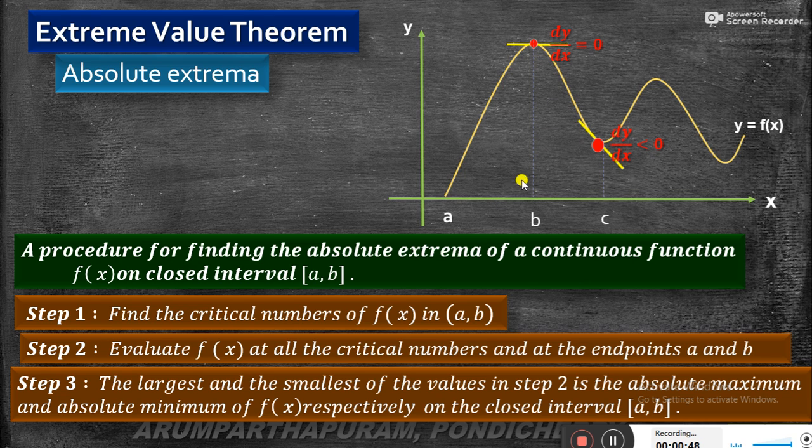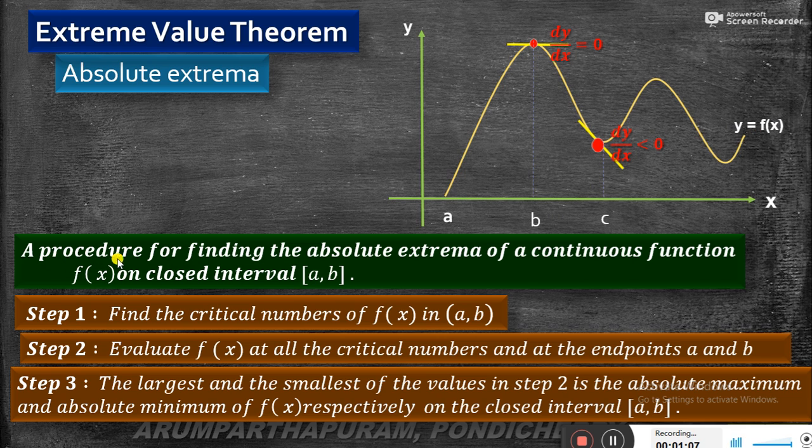So this is the curve. Here is point A, here point B, here point C. At this point the derivative value is 0, and at the lower point the derivative is less than 0. Less than 0 means its value is minus. So the curve equation is y equal to f of x.